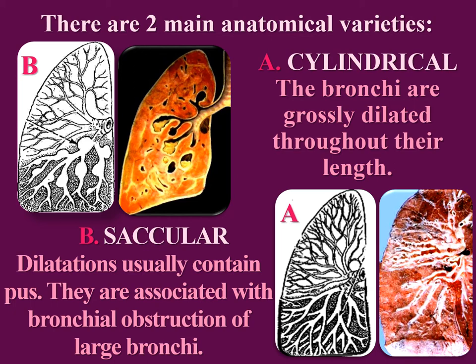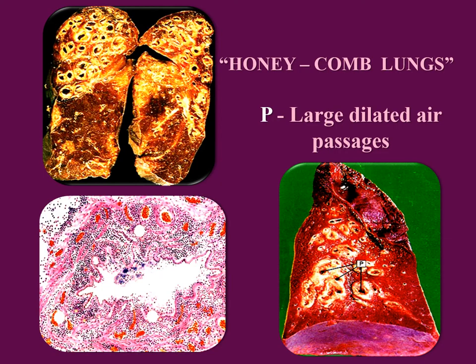In children, due to the anatomical structure of the bronchial tree, a fusiform variation of bronchiectasis may be found. Such bronchi are spindle-shaped. A large amount of dilated air passages in the lungs gives rise to a honeycomb phenomenon by naked eye. Pay attention to the microscopic slide.